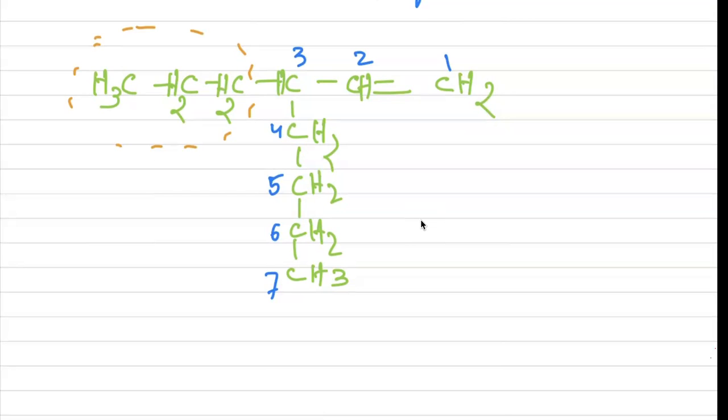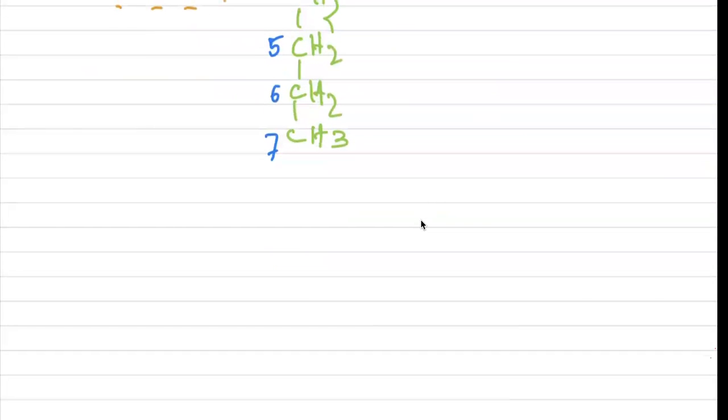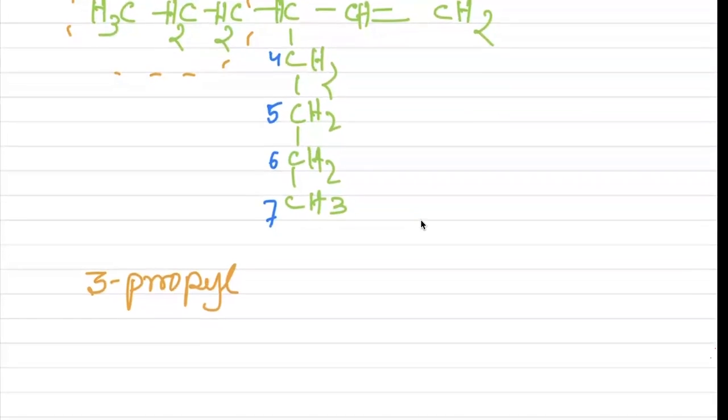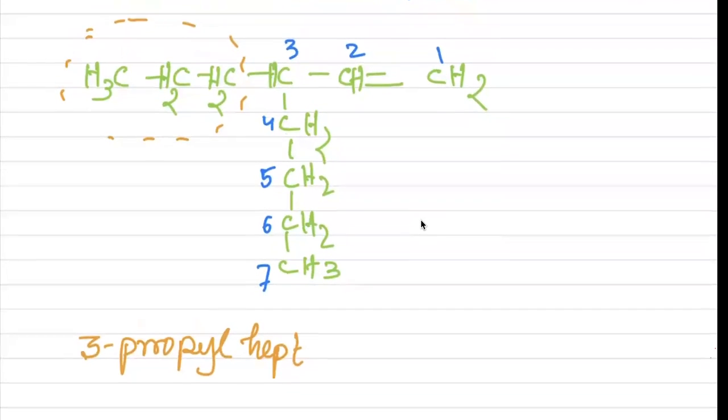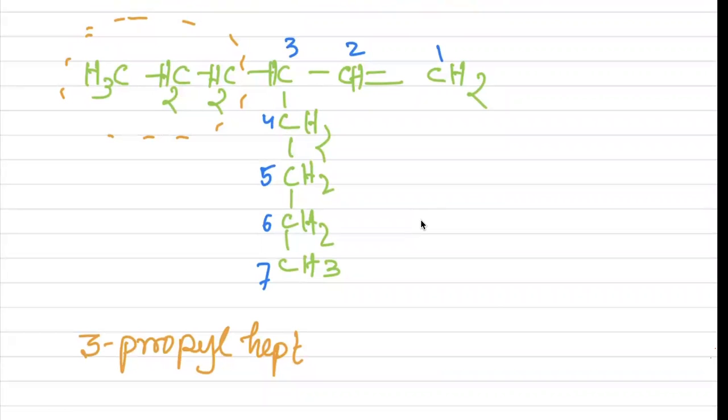See, third carbon atom, propyl. So the name will be 3-propyl hept, because 7 carbon atoms are present. The double bond is present between the first and second carbon atom, so it will be 1-ene, E-N-E, 1-ene, because the starting carbon atom from where the double bond has started has to be mentioned in the name. Clear this portion?